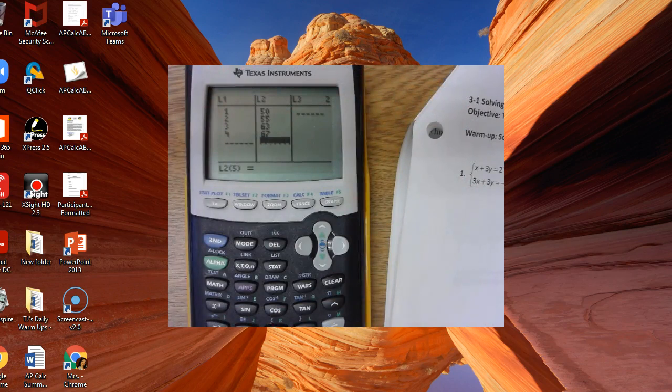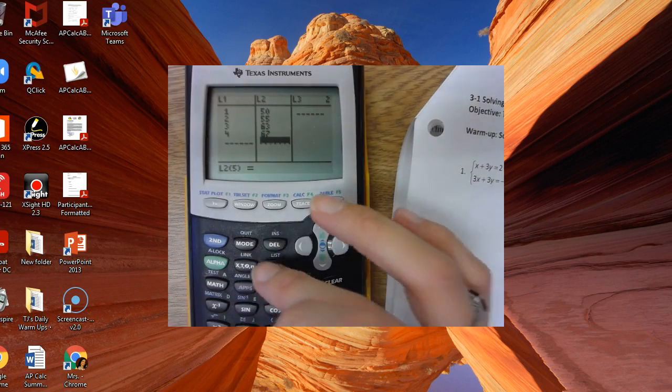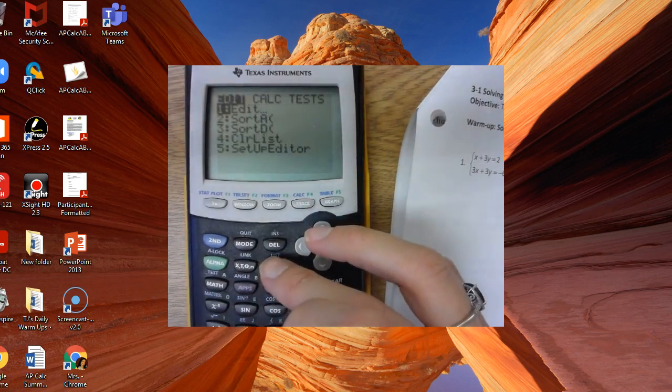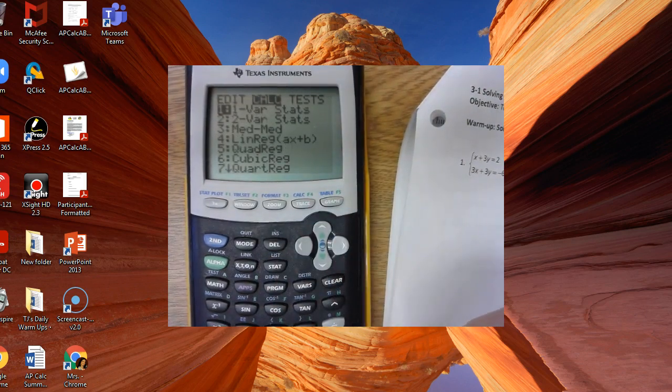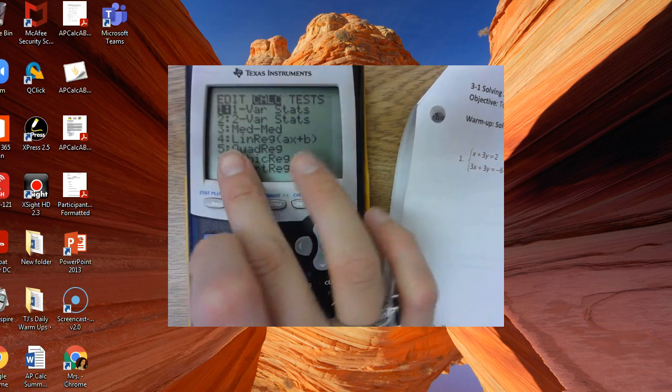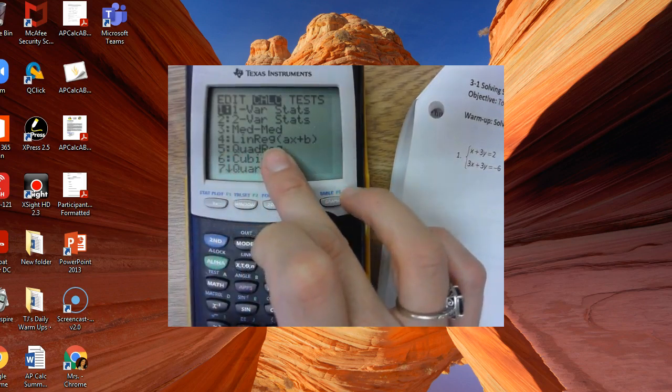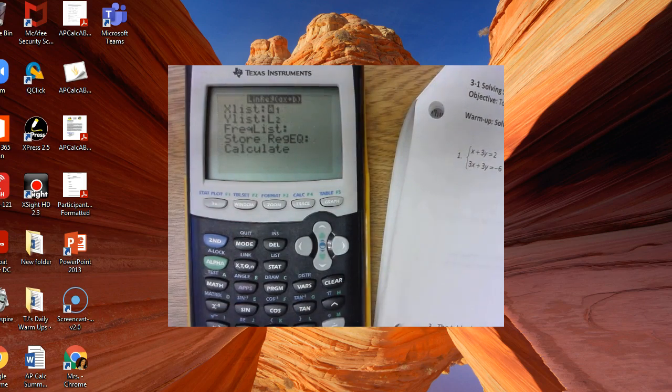All right, so now at this point, you've entered your data. You're going to get back out of the stat. You're going to go to stat again. Now we're going to go over to calculate. We're getting the equation of a line, so we're going to go down to linear regression. This is where yours and mine look a little different. You're just going to hit enter again.